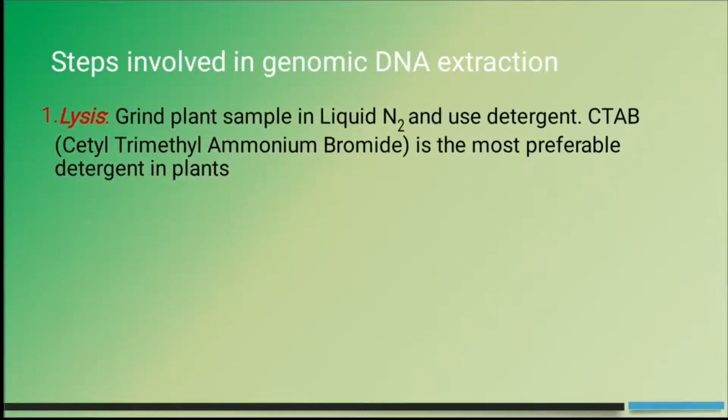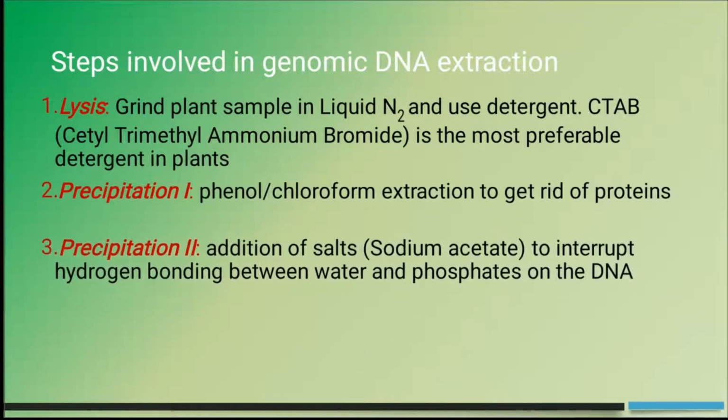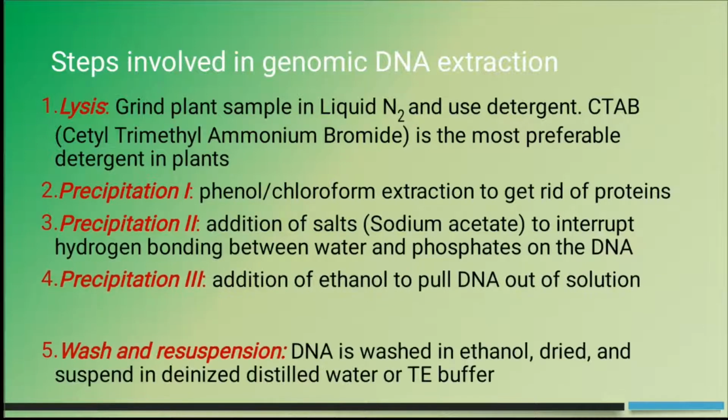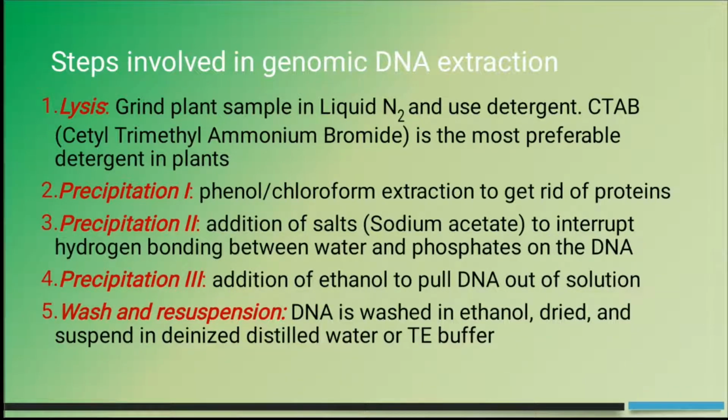The key steps involved in genomic DNA extraction begin with lysis. During the lysis process, the plant sample is ground well with pestle and mortar in liquid nitrogen. During this time, the cell walls are broken down and detergent solution is added. For example, CTAB, cetyl trimethyl ammonium bromide, is the most commonly used detergent for genomic DNA extraction in plants. When we add the detergent, it will disrupt the plasma membrane and the DNA molecules come out.